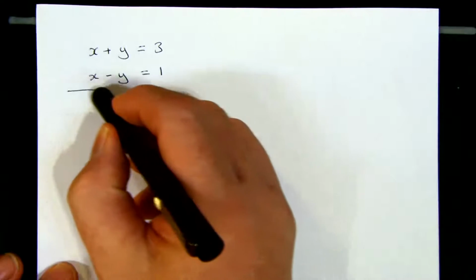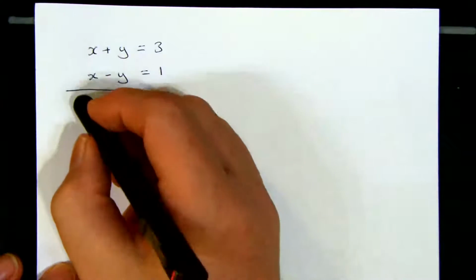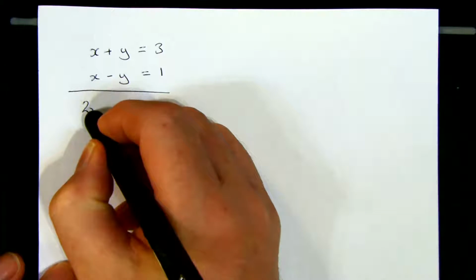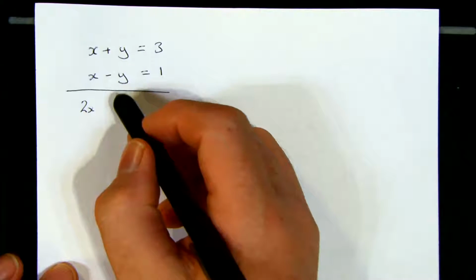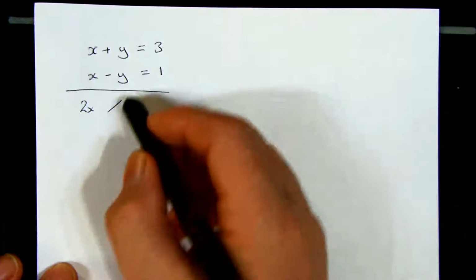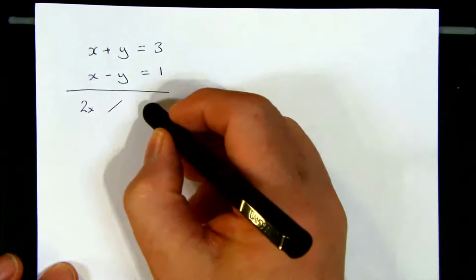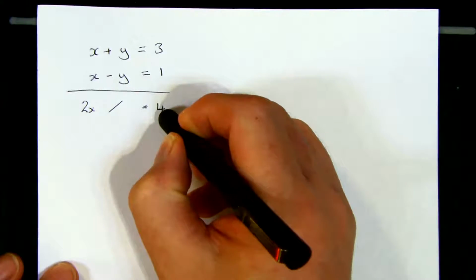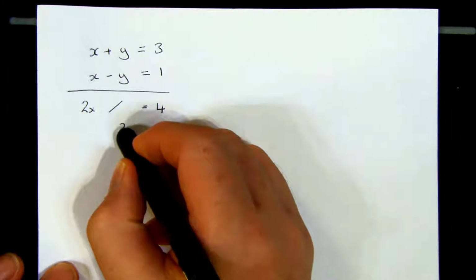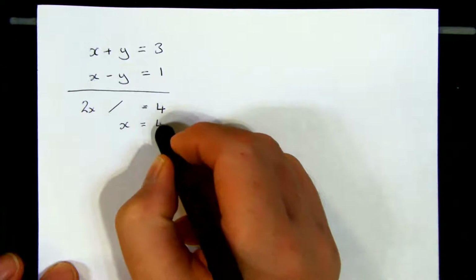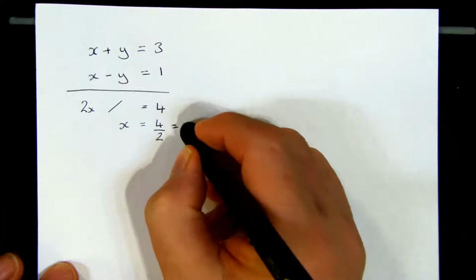So if we add these up, I'm going to add x and x. That's going to give me 2x. But the y's, when we add them up, because one's plus and one's minus, they're going to eliminate each other. So we're going to add these up: 3 plus 1 gives us 4. So I know that 2x equals 4. Therefore, x is going to be 4 divided by 2, which is going to give us 2.